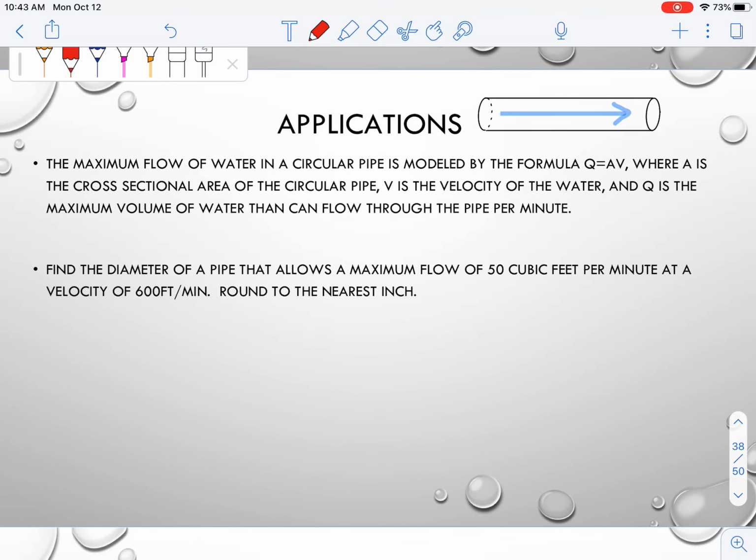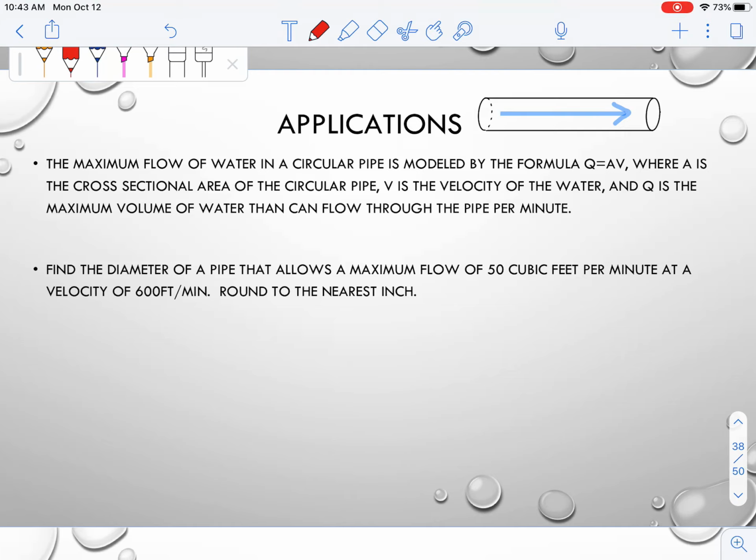Got an application problem here. It says the maximum flow of water in a circular pipe is modeled by the following formula: Q equals AV, where A is the cross-sectional area of a circular pipe, V is the velocity of water, and Q is the max volume of water that can flow through the pipe. I want to find the diameter of a pipe that allows maximum flow of 50 cubic feet per minute at a velocity of 600 feet per minute.